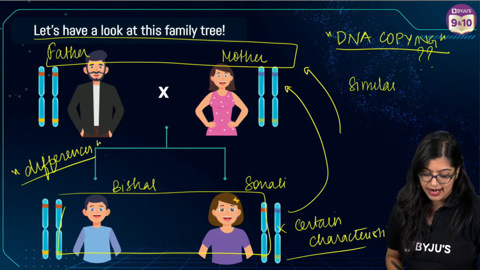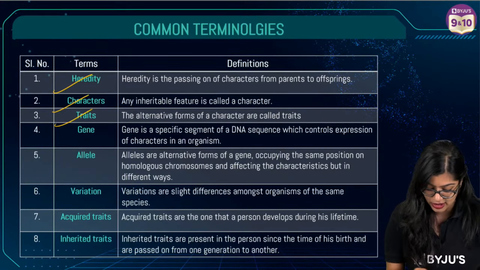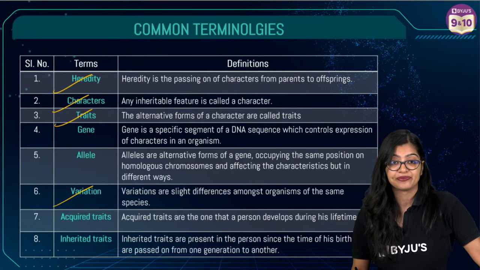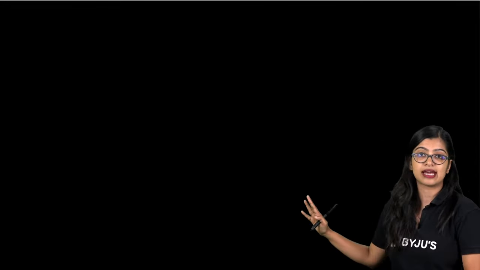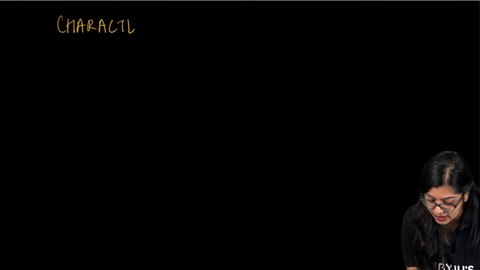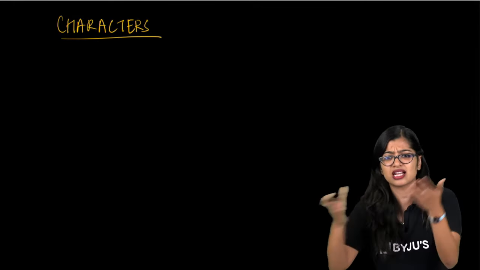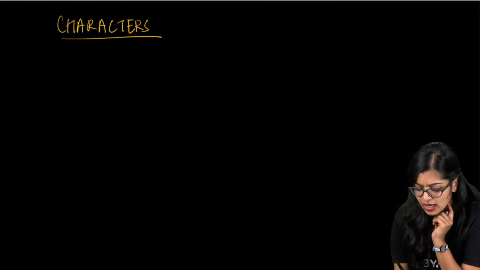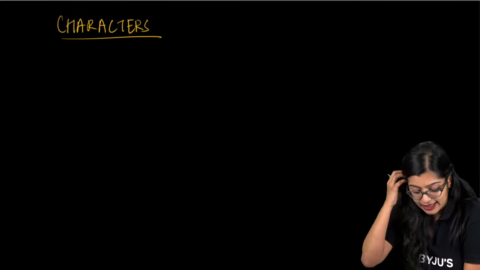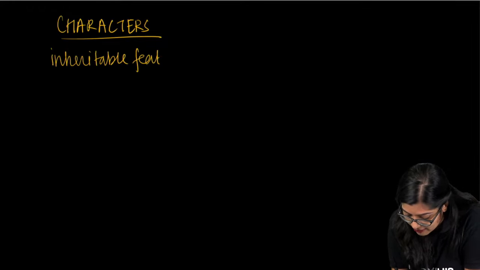All right, so now we have had a look at some of the important terminologies that are there. We've looked at heredity, characters, traits, and variation. Now comes gene, allele, what is DNA, what is RNA? Very confusing. So let's understand. Now I told you that characters are any inheritable feature, right? Someone was asking me, ma'am, what is inheritance? Inheritance is the same as heredity, transmission of characters. Very simple, okay? So characters are any inheritable feature.